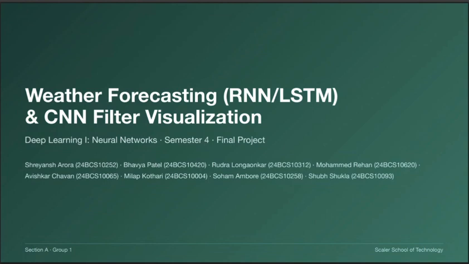Hey everyone, we are Group 1. We're here to present our final deep learning project. The whole project is divided into two tasks. One of the tasks was to forecast the weather 12 hours ahead on a data set called Jena, using sequence models like RNN and LSTM. Task 2 will be presented by Avishkar, where we understand how CNN works underneath and try to visualize the filters and the feature maps.